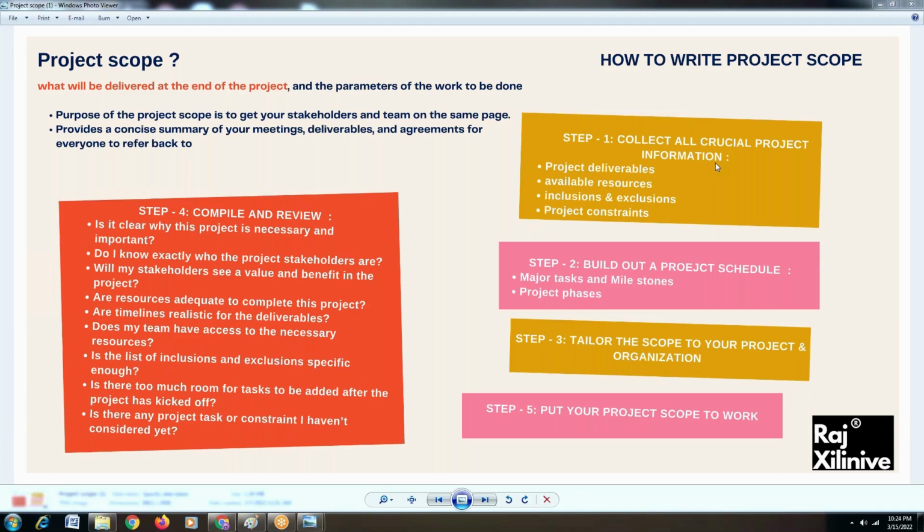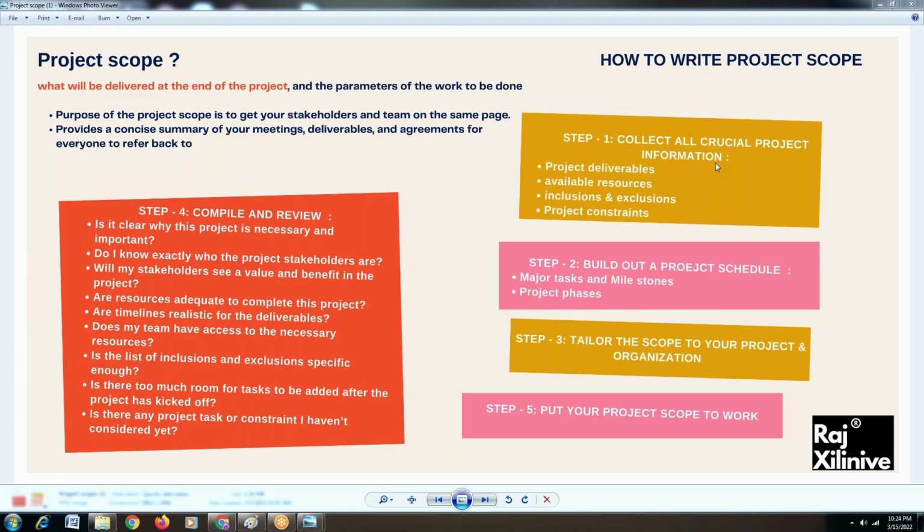So the very first thing we have to do is collect all the crucial information relating to the project. This is the first step. Second, we have to build out a project schedule. What does project schedule stand for? Project schedule is nothing but the different tasks we want to complete, and to complete the tasks, what are the milestones, because we need to have milestones for every month or every 2 months, every 3 months, and so on. So we must know about the tasks first, followed by the milestones we want to achieve.